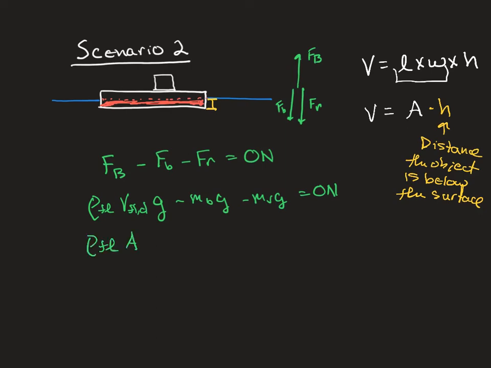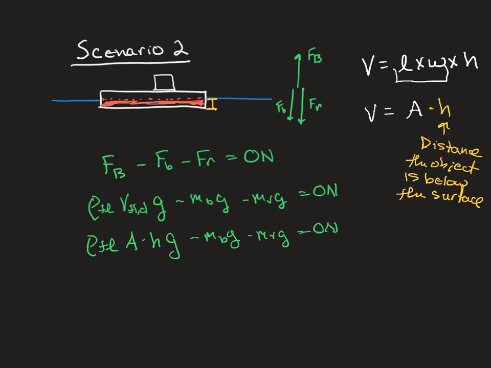So we can replace this volume with the area, so that's essentially the rectangle that makes up the top or the bottom of the raft, specifically the bottom here, times the height, which is the distance below the surface that the raft is sitting, times g. And then we have mass of the box times g minus mass of the raft times g equals 0 newtons.